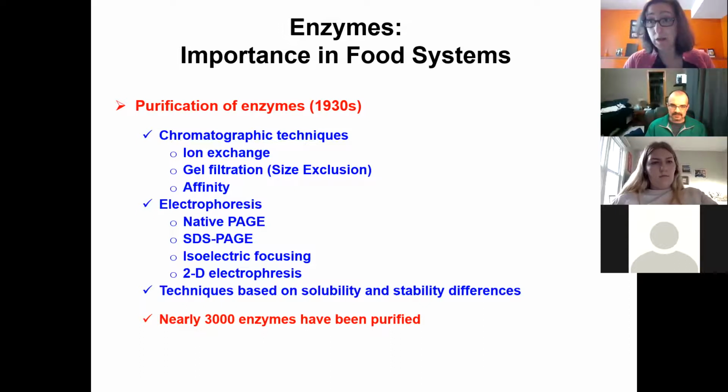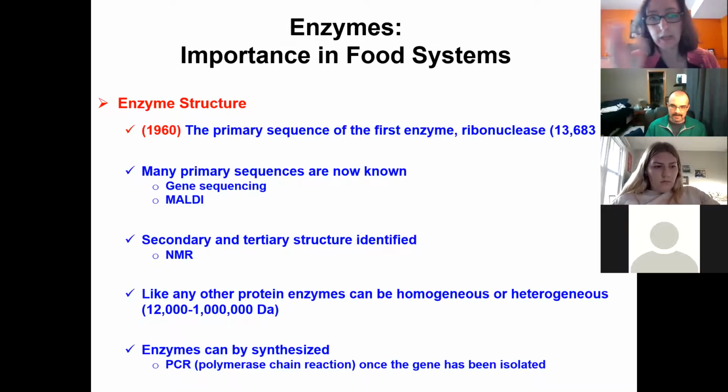So there are a lot of enzymes out there. I would say even more than 3,000 enzymes have been purified and characterized and given names and given EC numbers. I will get to that in a minute. So people started looking at the enzyme structure and understanding it, also knowing the primary structure mostly by gene sequencing, looking at the gene sequence and trying to determine the protein that will be synthesized from these genes, and also sequencing by MALDI. So understanding primary, and then secondary and tertiary mostly by NMR.